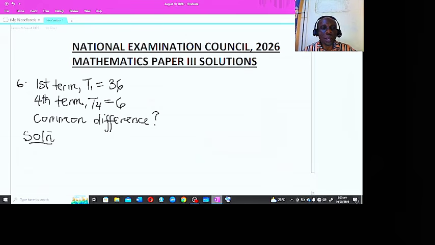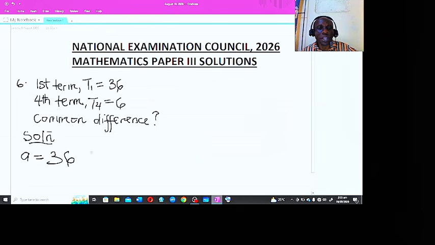Now for number 6, we are given that the first term of an arithmetic progression, a linear sequence, is 36. The fourth term is 6, and we are asked to find a common difference. Okay, so how do we get that? The first term of an AP, we often use letter A for the first term, so in this case that's 36. We've been given that.